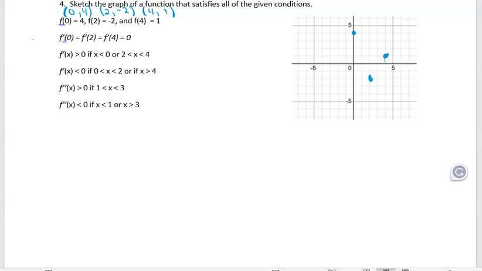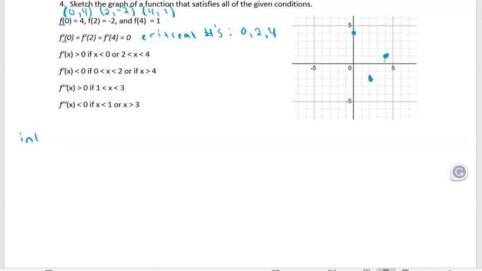So the second line says f prime of 0 equals f prime of 2 equals f prime of 4 equals 0. So this means that our derivative is 0 at 0, 2, and 4. That's telling us our critical numbers are 0, 2, and 4, meaning that our first derivative is going to be 0 at each of these places. Well, that's giving us enough information for our first derivative test.